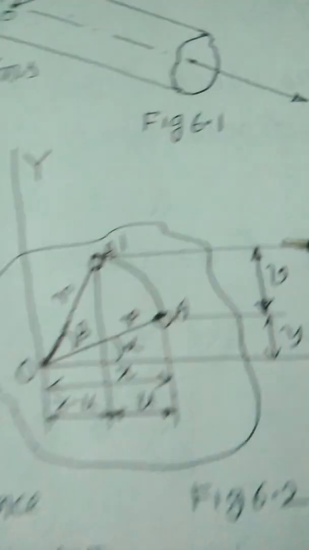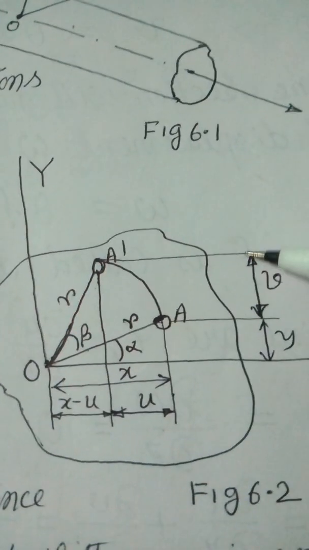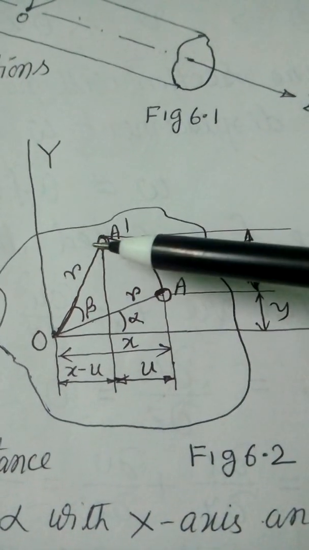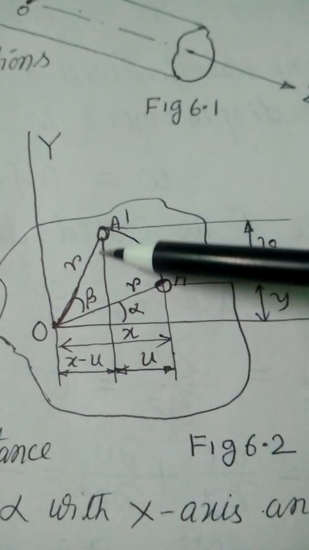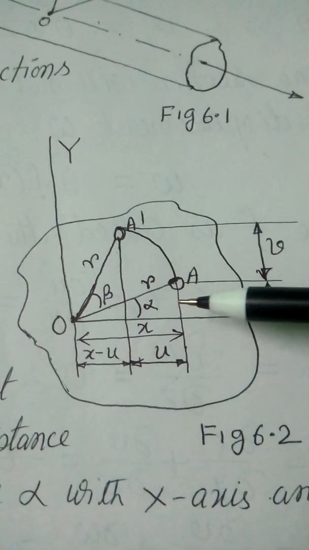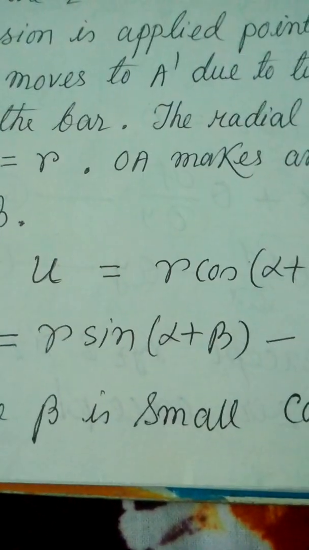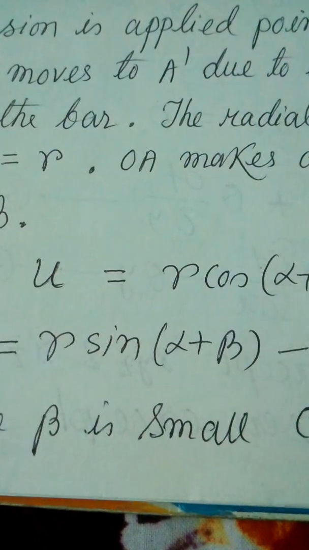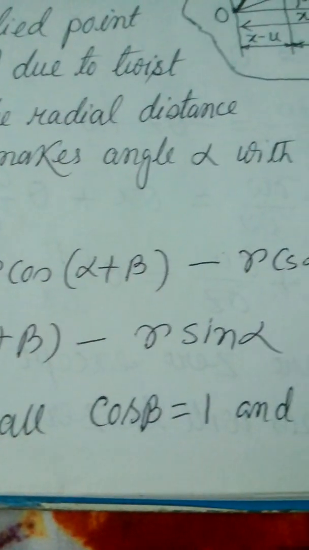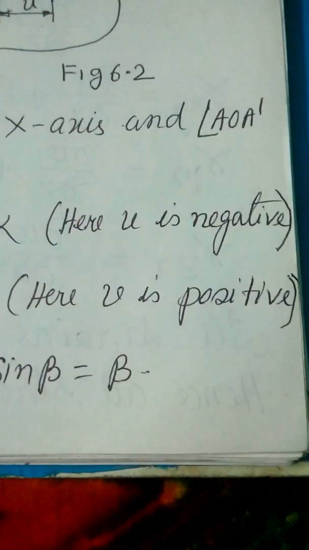Now here v is in this direction, so it is in the y direction, so v is positive. So you can get r sin alpha plus beta minus r sin alpha. V is equal to r sin alpha plus beta minus r sin alpha. Here v is positive.